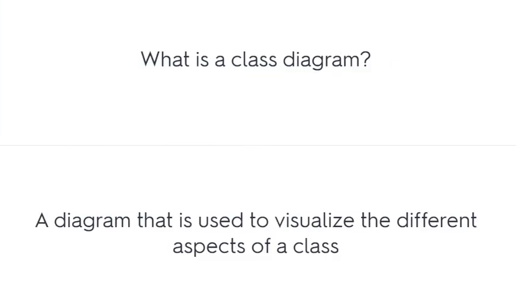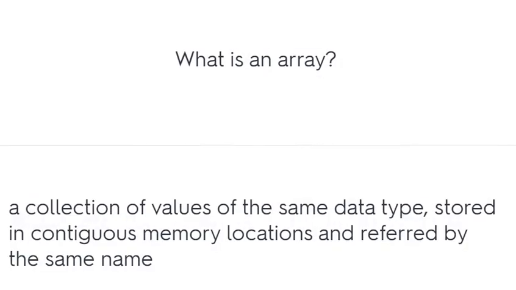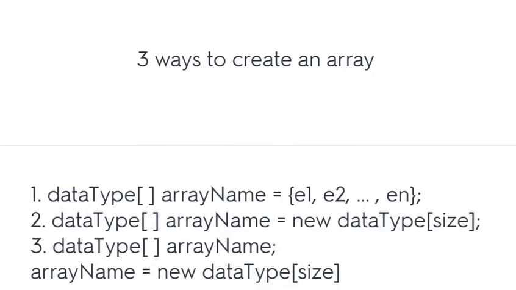What is a class diagram? A diagram that is used to visualize the different aspects of a class. What is an array? A collection of values of the same data type stored in contiguous memory locations and referred by the same name. 3 ways to create an array. 1. Data type, array name equals E1, E2, N. 2. Data type, array name equals new data type size. 3. Data type, array name equals new data type size.